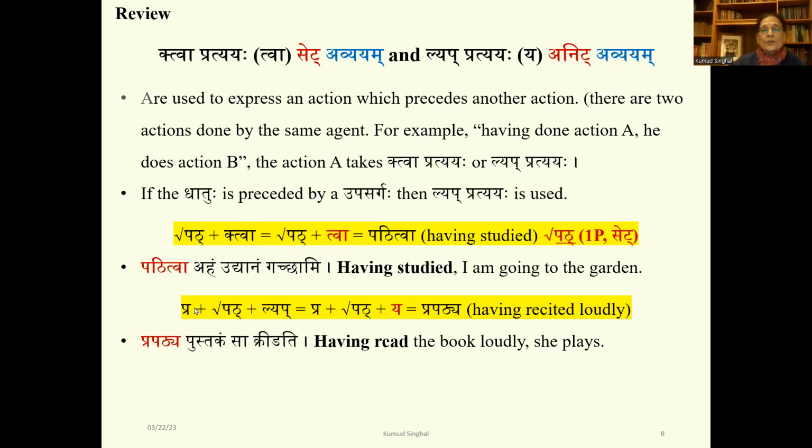Now suppose in pat you had to have an upasarga pra. Then you will not use ktva, you will use lyap. So pra plus pat plus lyap, pra plus pat plus ya. Now there is no i added because this is anit. So you will have prapatya. Prapatya means having recited loudly or having read loudly. Pustakam prapatya sa kridati. Having read the book loudly, she plays.